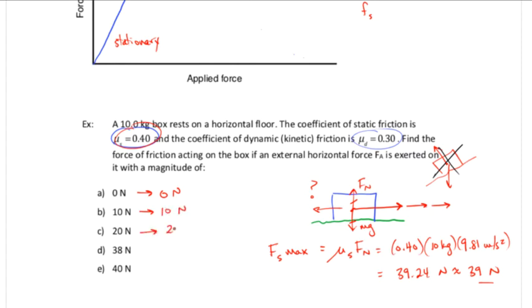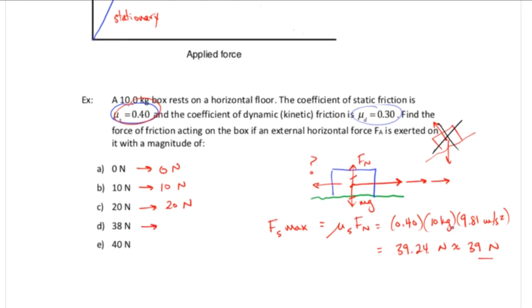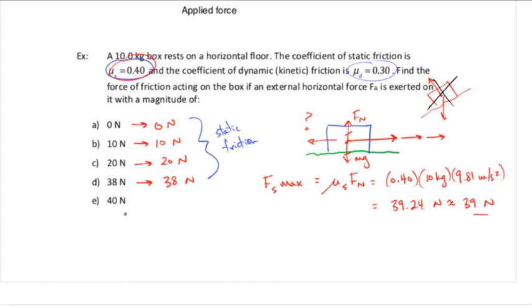20 newtons, same thing. I'm just moving up the diagonal part of the graph. 38 newtons is actually still below this, so I get a 38 Newton static frictional force. All of these cases, the force of friction is static friction. The object is not moving yet. However, once I cross 39 newtons, the object is going to start moving, and now I'm into the dynamic friction situation. So here, 40 greater than 39, I'm going to be moving, and I need to do a new calculation.